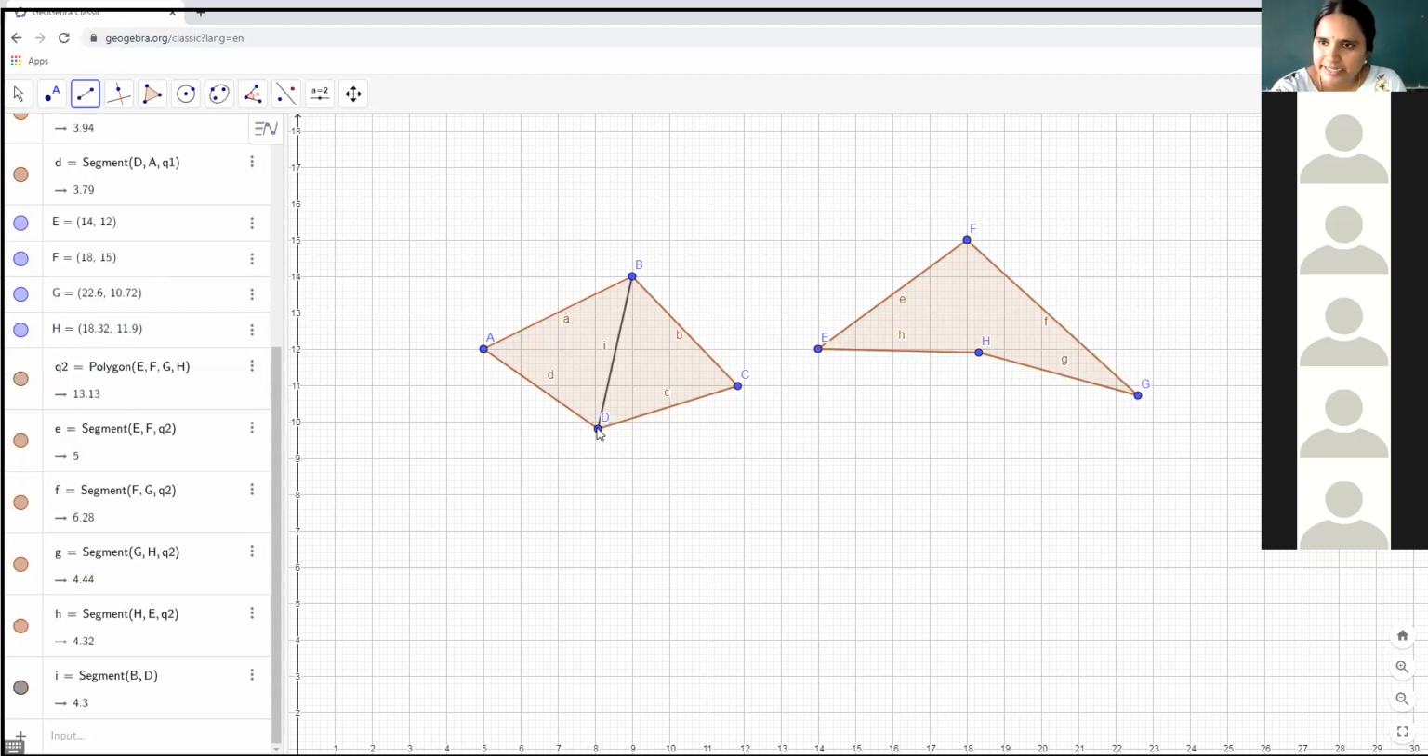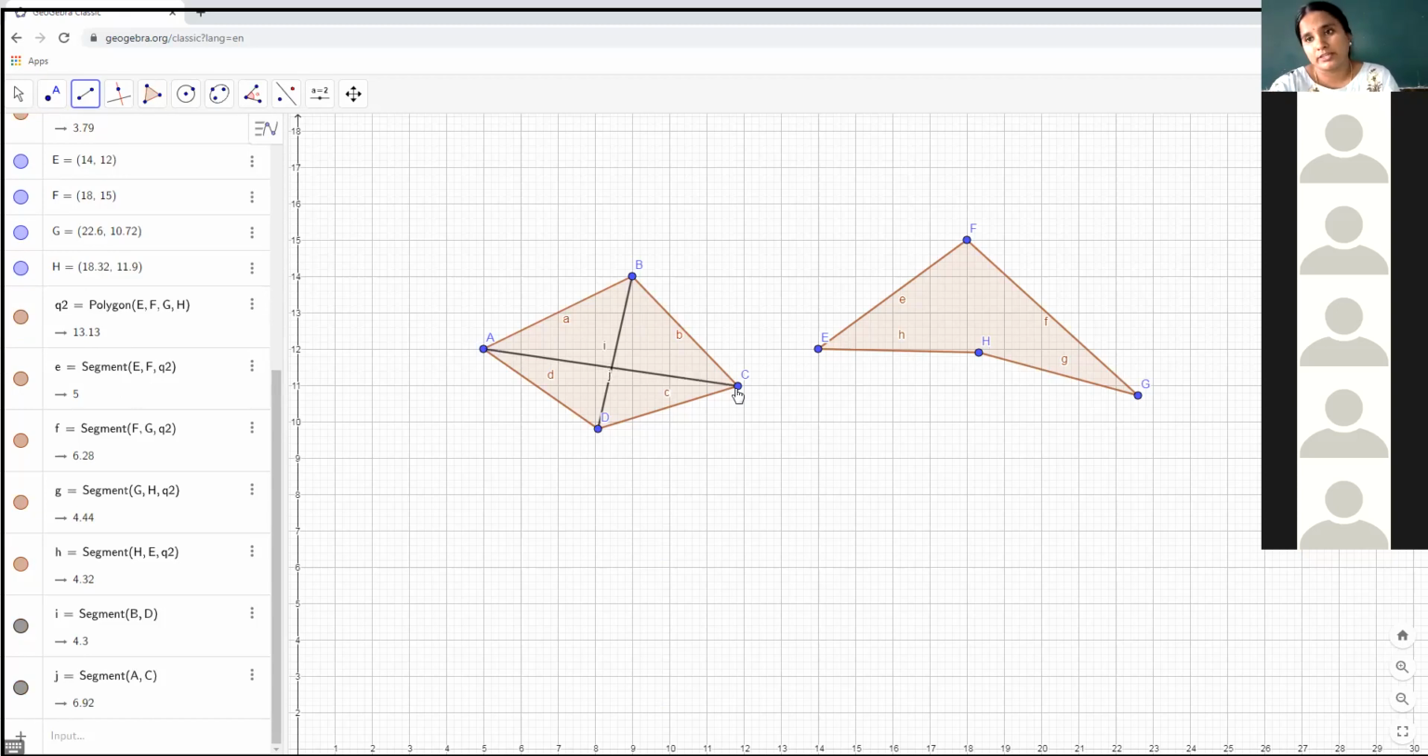BD is a diagonal, agree? So can anyone tell me? Yeah, Hasmita, unmute yourself and tell me what is the next diagonal for this polygon ABCD? Ma'am, A and C, ma'am. A and C, very good. So A and C is another diagonal.